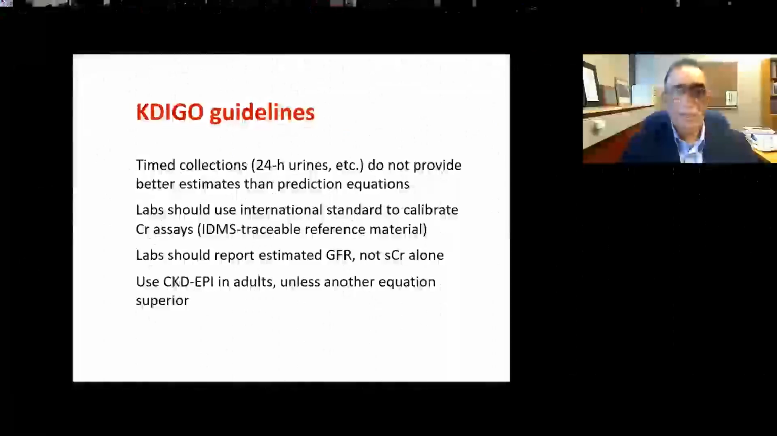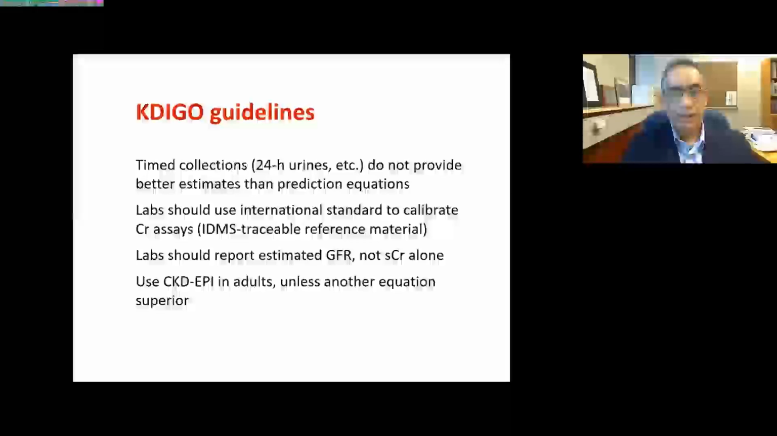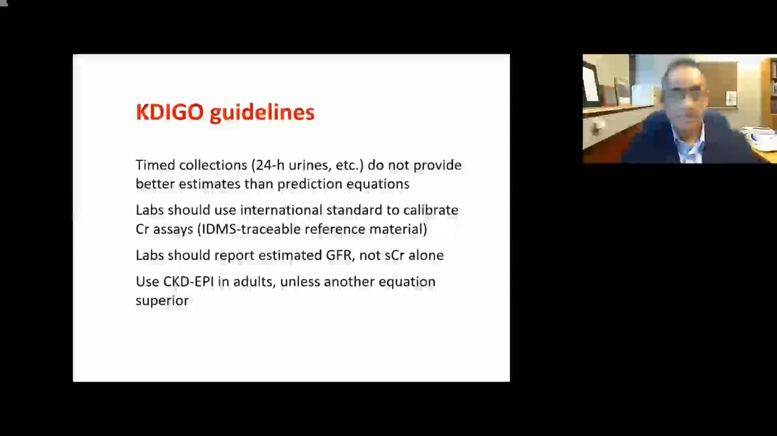So KDIGO tells us that we should not be using timed urine collections any longer. They do not provide better estimates than prediction equations. All laboratories should use standardized assays and report standardized creatinine. The lab should report GFR estimations and not just serum creatinine alone. And we should use the CKD-EPI equation in adults unless another equation has been proven to be better in your population. In pediatrics, the Schwartz formula is most commonly used.